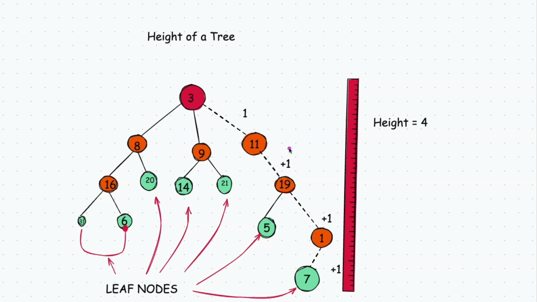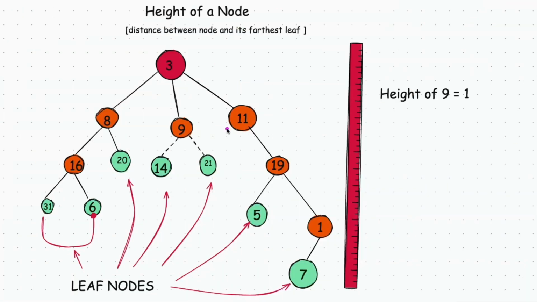Now let's take another example. In this example, we will just consider the height of a particular node. The height of a particular node is the distance between the node and its farthest leaf. So here let's consider this example where we calculate the height of 9, right? The farthest leaf is just one edge away from 9. So here the height of 9 is 1.